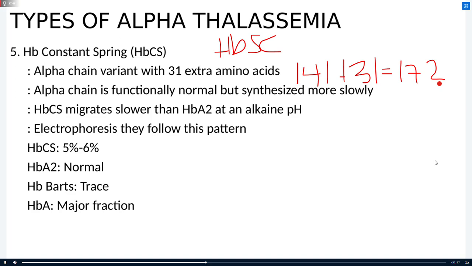Hemoglobin CS migrates slower than hemoglobin A2 at an alkaline pH. Electrophoresis, their pattern in electrophoresis follows like this. HbCS, A2, BARTS, then adult hemoglobin. So your fastest would be your CS followed by your A2, BARTS, then hemoglobin A.